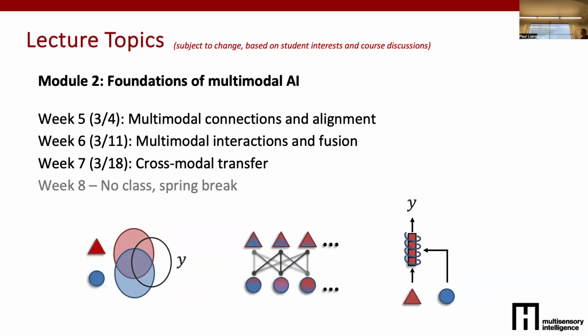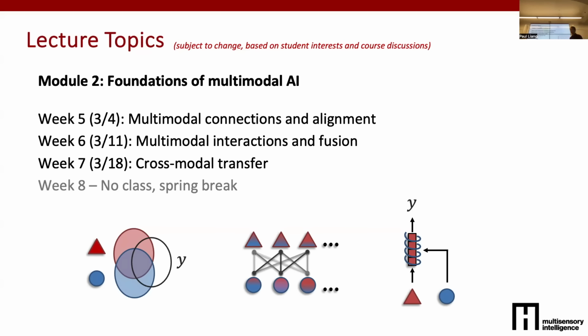Module 2 is going to be the foundations of multimodal AI. Now, oftentimes you have multiple sensors or multiple data modalities that need to be connected to each other. So we're going to cover different reasons why modalities are connected and ways of learning these connections using machine learning. We're going to cover different ways modalities interact with each other to give new information and learn this new information through fusion methods. And finally, we're going to cover cross-modal transfer. This idea that you might have limited data in the modality that you care about. How do you find something else to supplement and improve the learning process so you do better than the limited data that you only have?